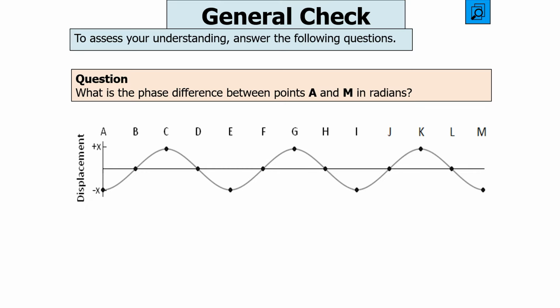The next question says, what is the phase difference between points A and M in radians? Pause the video now and unpause the video when you want to go through your answer. The answer is either 6 pi radians, 2 pi radians, or 0 pi radians. What is the phase difference between points C and I in radians? Pause the video now, then unpause the video when you want to go through your answer. The answer is either 3 pi radians or 1 pi radian.